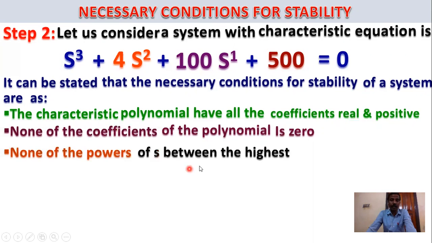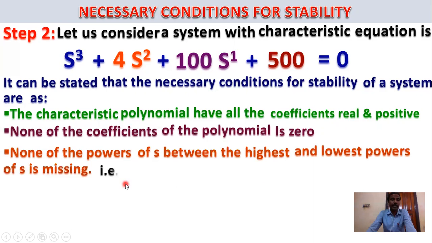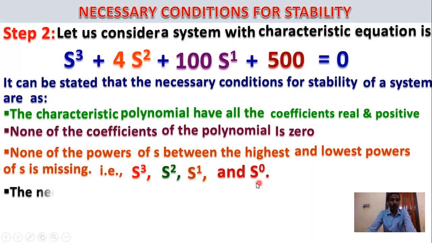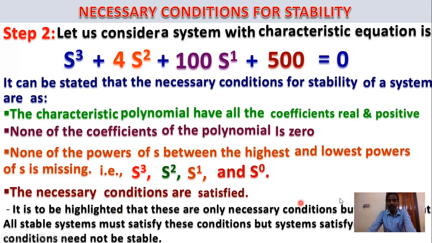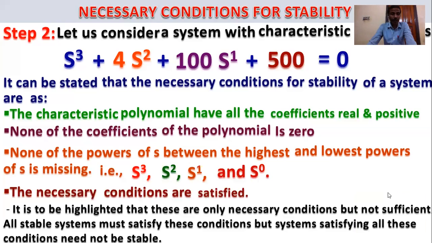None of the powers of s between the highest and lowest power of s is missing. In this case, s cube, s square, s to the power 1, s to the power 0. No missing power in this polynomial equation. The necessary conditions are satisfied. So these three conditions are satisfied. That's why necessary conditions are satisfied.